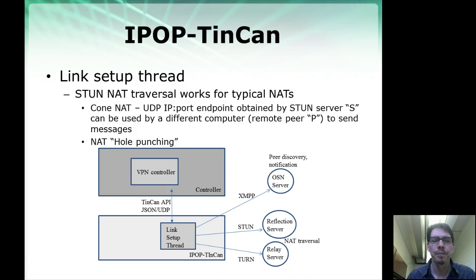For a cone NAT, it turns out that the same endpoint that was used for the STUN server can be used, let's say, by Bob to try to communicate back with Alice. As long as Alice and Bob are simultaneously sending messages on these endpoints, and as long as you're using a cone NAT, it may take a few iterations, but eventually they're able to create a tunnel in a P2P manner that punches through the NAT. That's called hole punching through the NAT. A large percentage of NATs on the internet work in this way, and for the most part, P2P connections are established in this fashion.